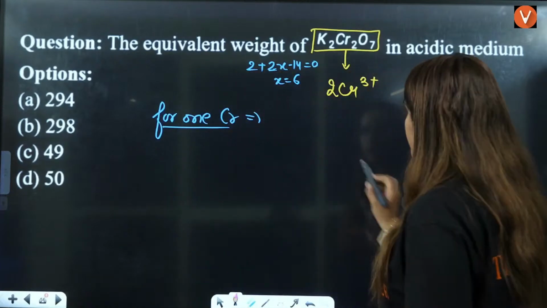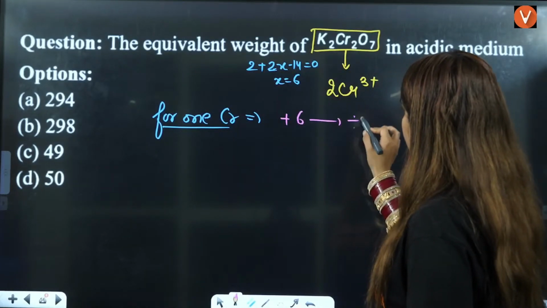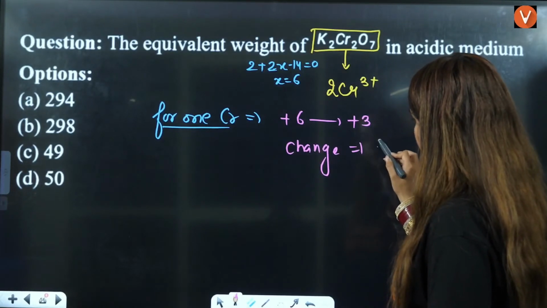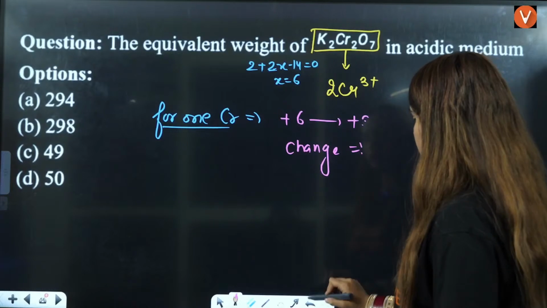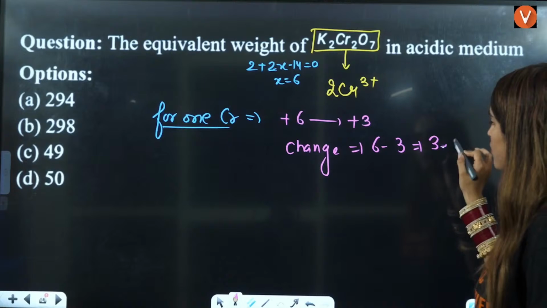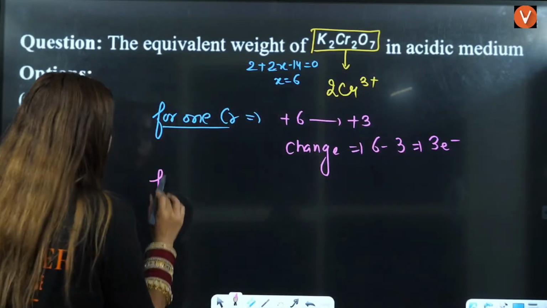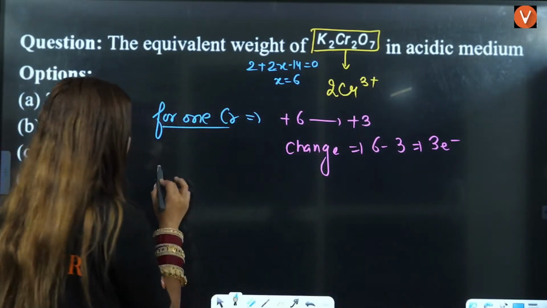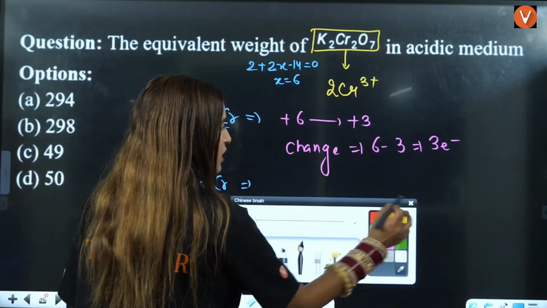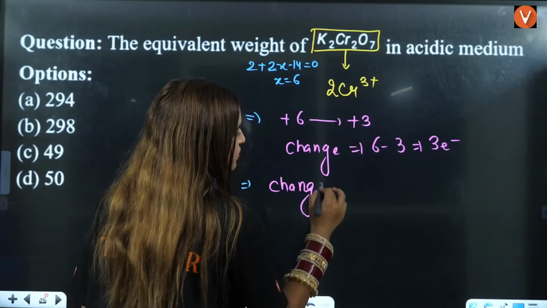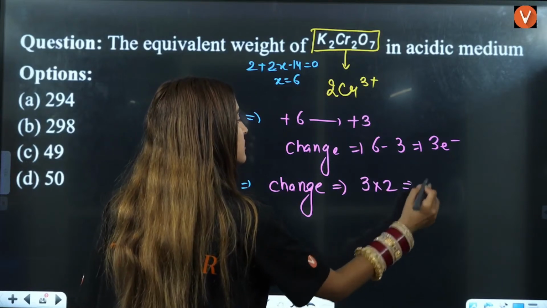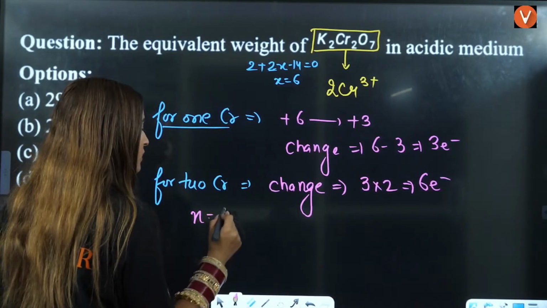For one chromium, transition is from plus 6 to plus 3. That means the change is 6 minus 3, which is 3 electrons. For 2 chromiums, because you have 2 chromiums here, the change in oxidation number, or the number of electrons gained or lost, will be 3 into 2, that is 6. So n factor is going to be 6.